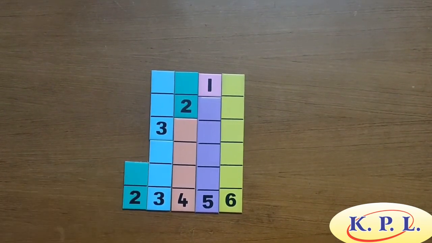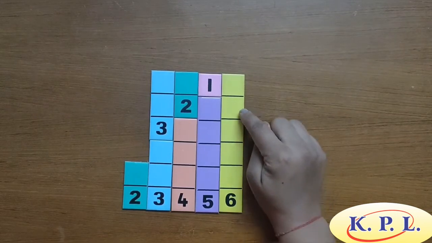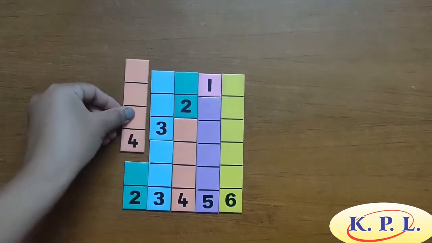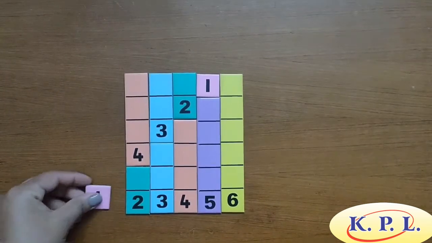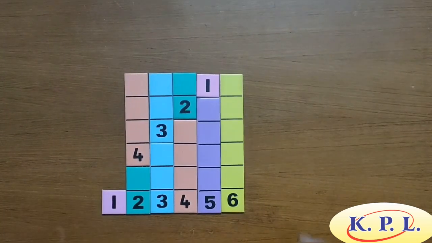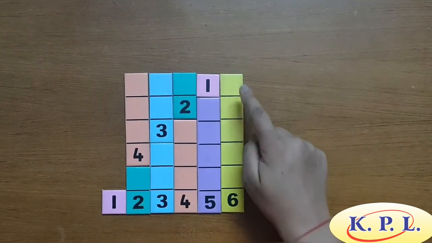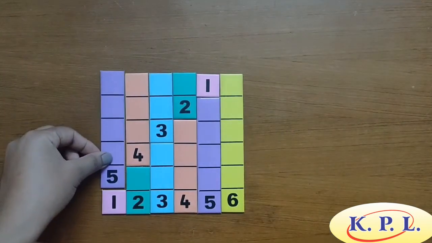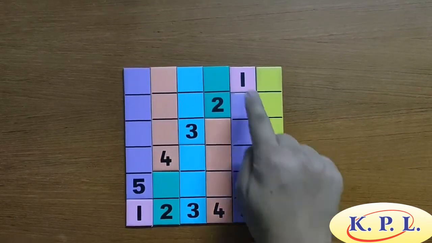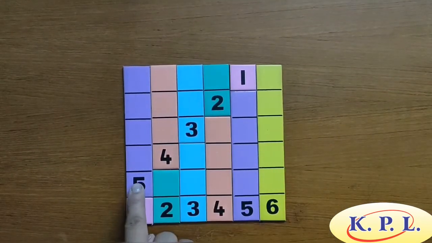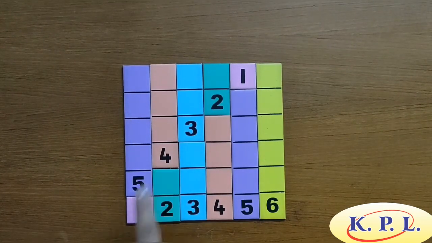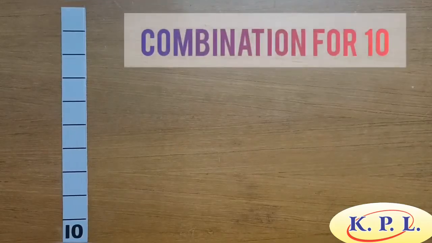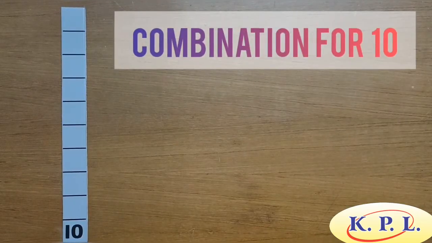I am placing step 2. Let us count. 1, 2, 3, 4. Step 4. 2 plus 4 is 6. Now I am placing step 1. Let us count. 1, 2, 3, 4, 5. Step 5. 1 plus 5 is 6. We observe that 5 plus 1, 1 plus 5, 4 plus 2 and 2 plus 4 all are equal to 6.